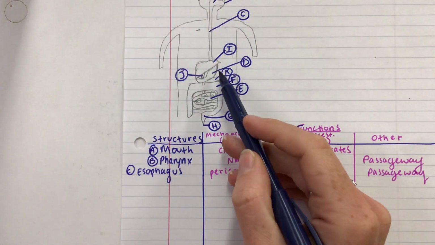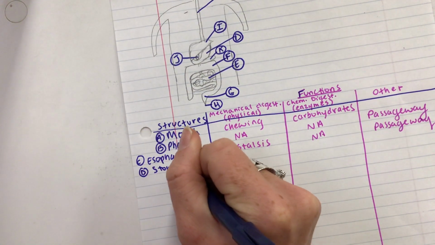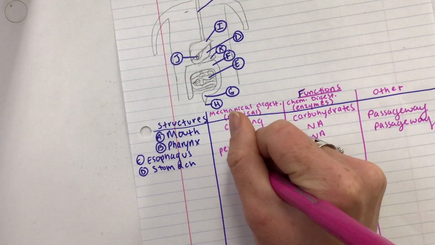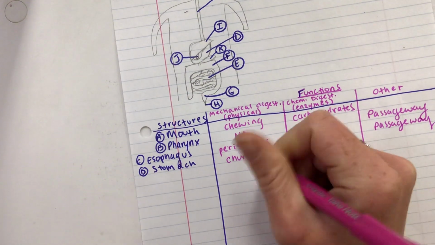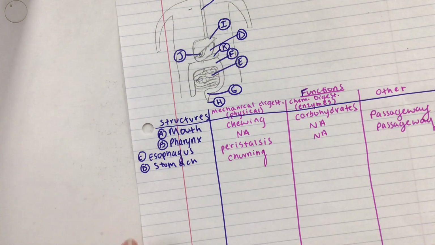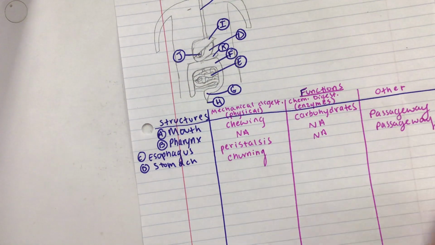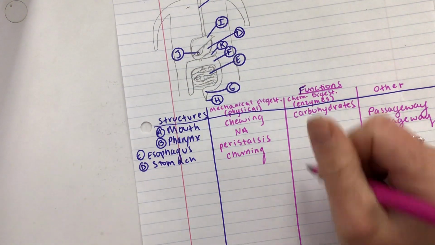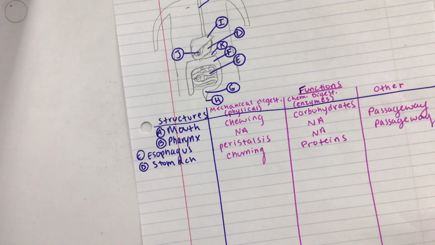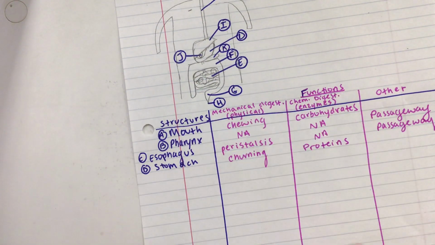Next, we have the stomach, letter D. Here, we have churning. The stomach has 3 different types of muscles that all pull in different directions. So you just want to think of it like everything's just getting squished around. That's what churning is. We also have gastric juices here that are going to help start to break down proteins that we eat. Okay, and that's it.